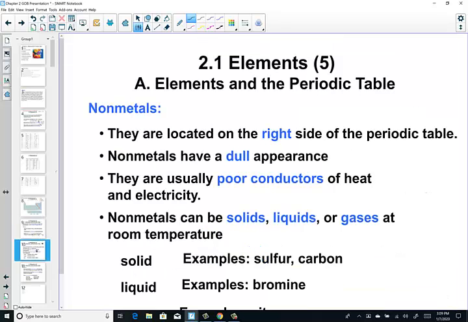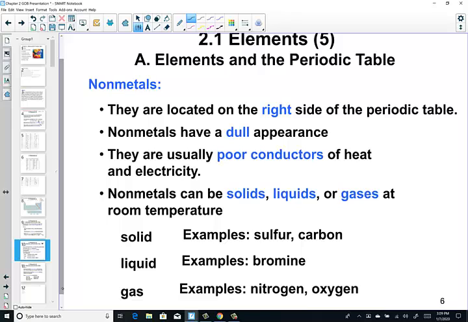Those nonmetals are to the right of the periodic table, and they have their exact opposite qualities as the metals we just listed. If metals are shiny, the nonmetals are dull. If metals are great conductors, nonmetals are very poor conductors of both heat and electricity. We said that metals are solids at room temperature, except for mercury, one exception, but nonmetals can be in any form. Nonmetals can be in solid form, liquid form, or gaseous form.